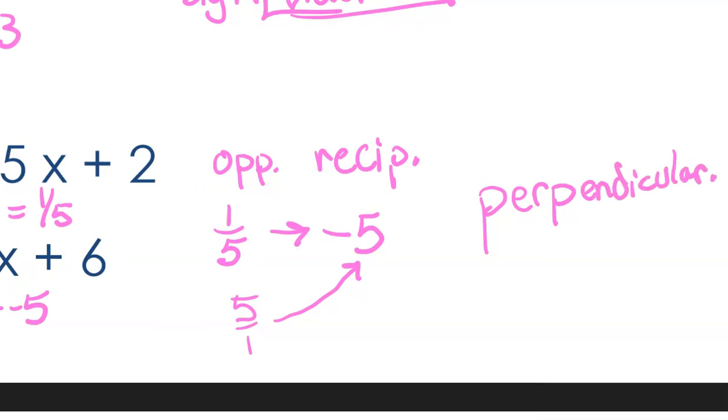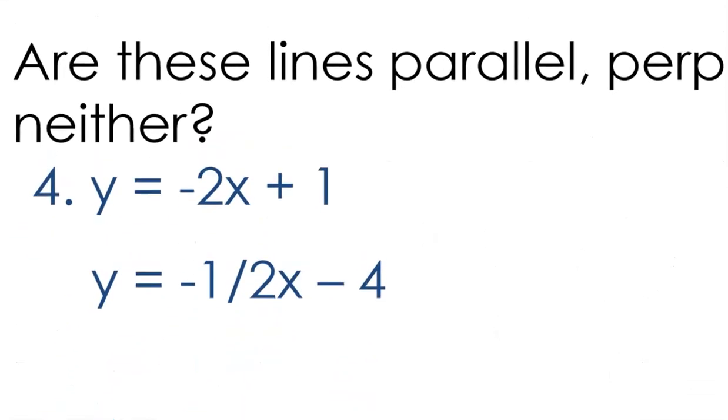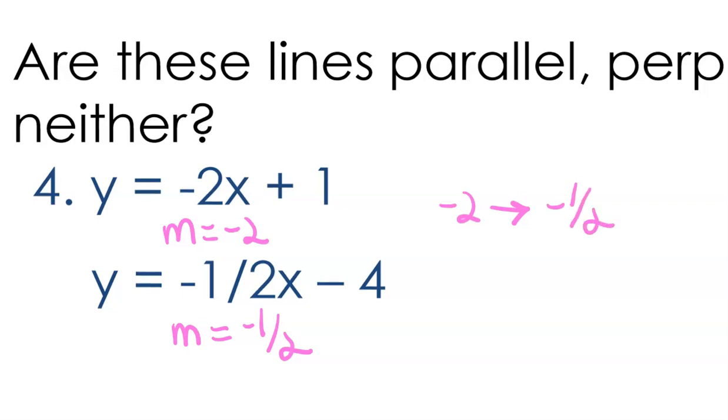Alright, let's take a look at a couple more, see if we can get any variation here. This is the next one, still set up in our y equals mx plus b form. So we just have to take a look at those slopes. This one has a slope of negative 2, and the bottom one has a slope of negative 1/2. Looking at negative 2 and negative 1/2, these are reciprocals of each other, but they are not opposite, so they can't be perpendicular, and they're not parallel because they're not the same. So these are going to be neither.